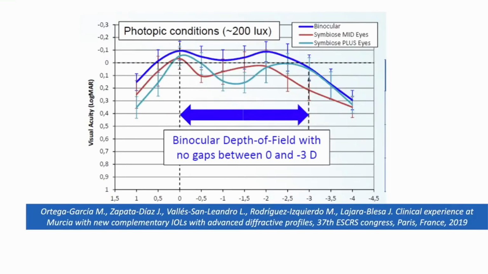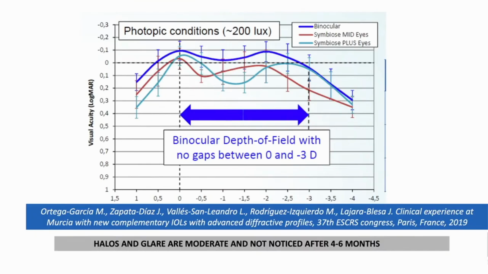These defocus curves of binocular Symbiose IOLs testify for the continuity of vision. The binocular plateau curve with complementary mid and plus illustrates the absence of gap between 0 and -3 diopters. This is constant in 4 multicenter studies covering the results of 70 patients. Halos and glare are moderate and not noticed after 4 to 6 months.